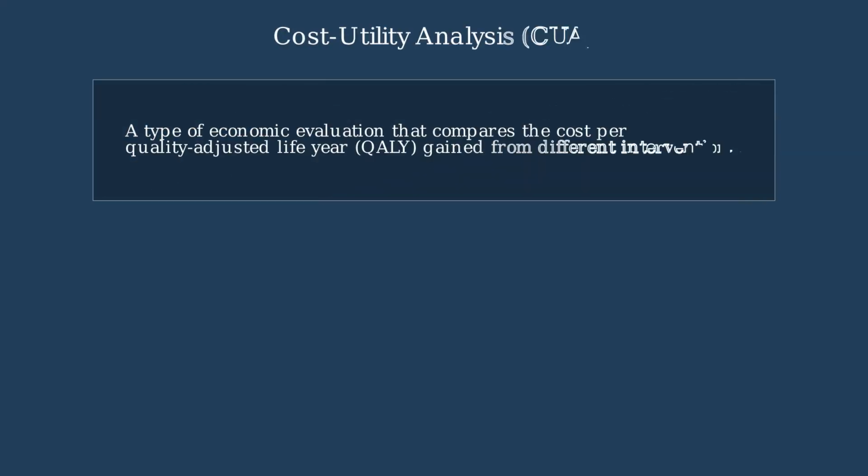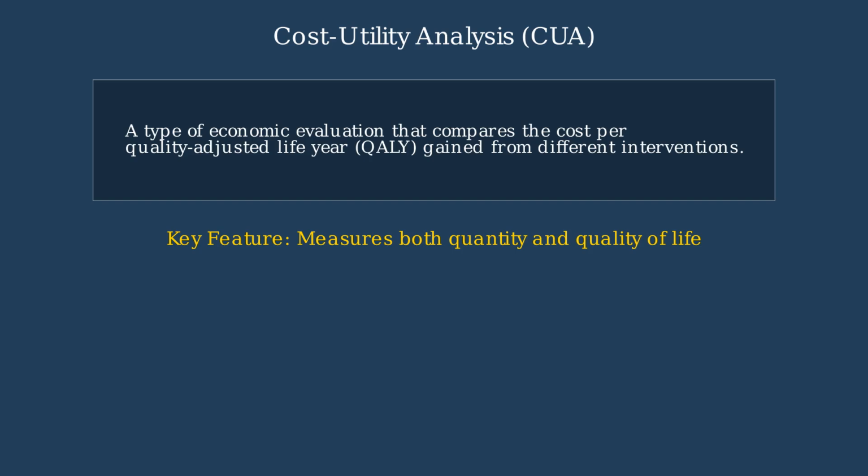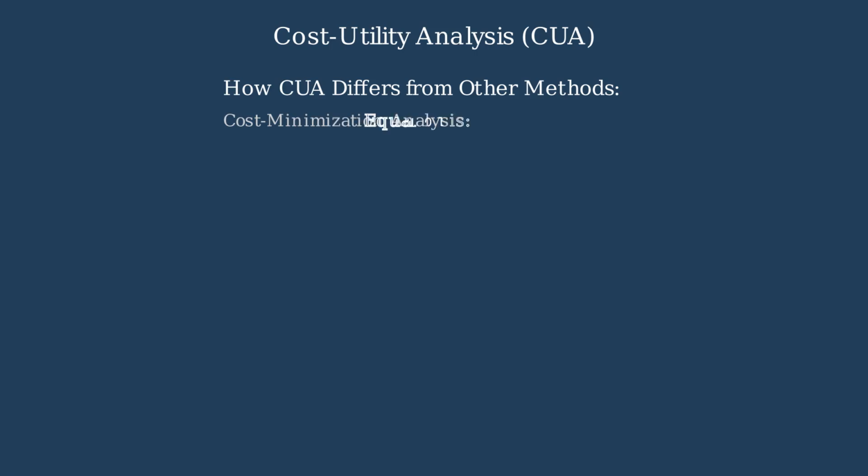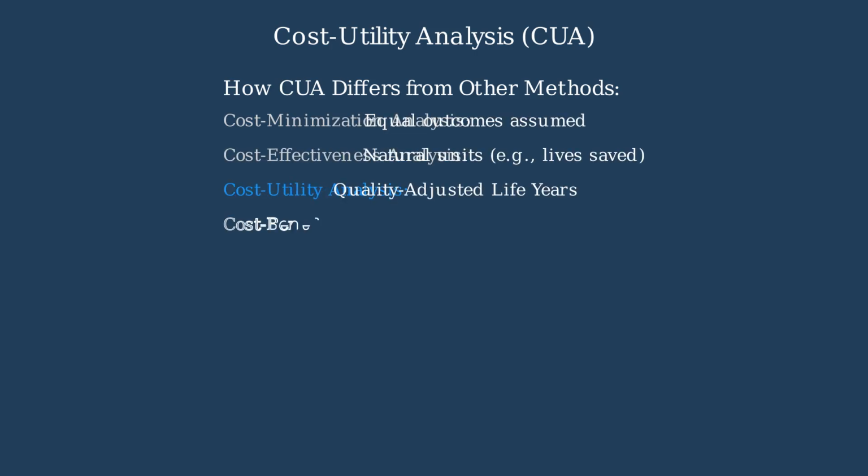Cost-utility analysis is a type of economic evaluation that compares the cost per quality-adjusted life year gained from different interventions. The key feature of cost-utility analysis is that it measures both the quantity and quality of life, making it especially valuable for healthcare decision-making. Let's compare cost-utility analysis with other economic evaluation methods to understand what makes it unique.